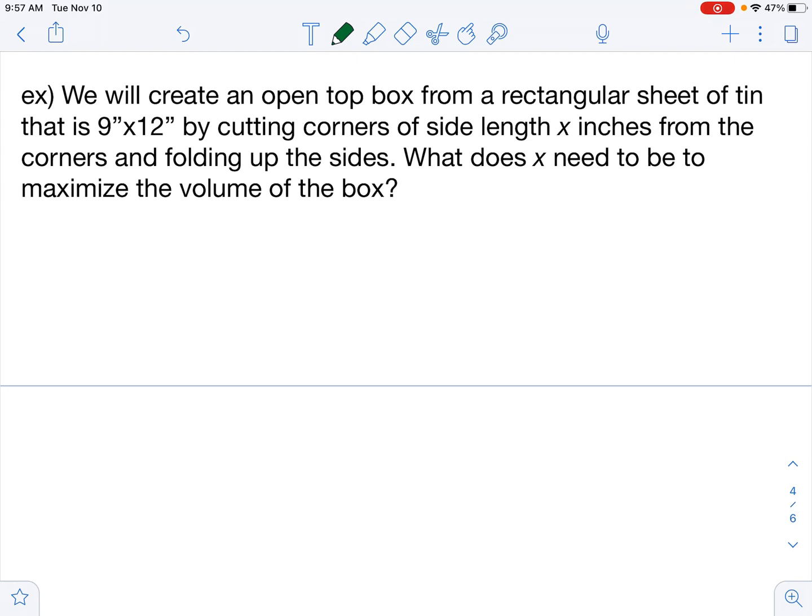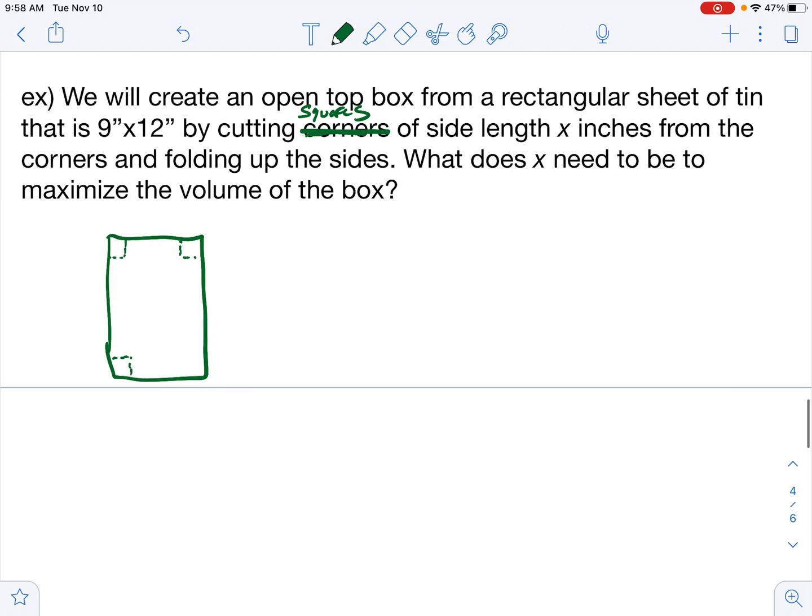And by cutting corners of side length x inches from the corner. Let's just say by cutting squares. Okay, we're cutting squares of side length x inches from the corners and folding up the sides. Okay, so this is how we're going to make a box. Basically, here's the idea. We've got this rectangular sheet of tin. I'm going to cut out squares. And if you actually want to grab a piece of paper and kind of see what's going on here, you can do that. But if you cut out these squares, they're no longer there, and we've got these little tabs now that we can fold the sides up.